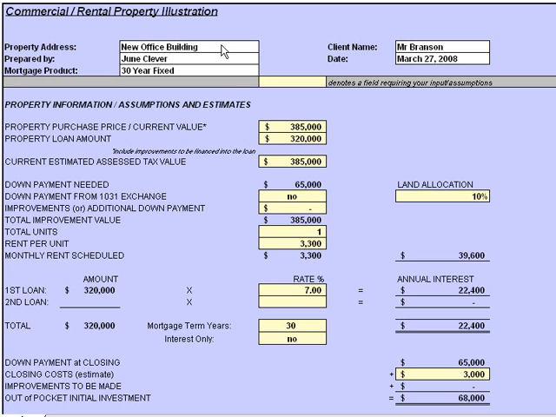Now, Mr. Branson is interested in buying a new office building. He's trying to decide if that's a good investment. What's his return going to look like over time? What's his cash flow going to look like over time? So you'll notice the only fields that can be edited here are in this light beige or light yellow. It denotes a field requiring your input or assumptions.